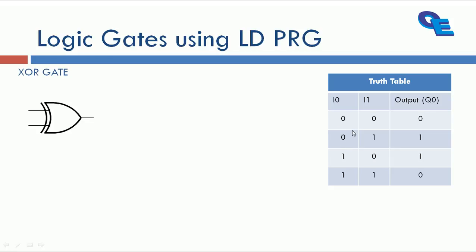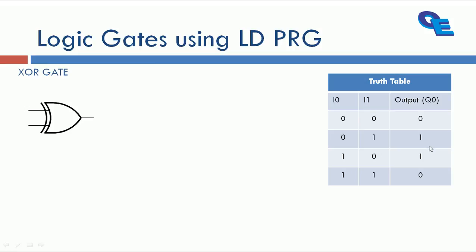When the input is 0, output should be high. When the input is high, output should be high. Means one should be normally closed and one should be normally open. And for the third condition, when both inputs are high, means normally open and normally closed, output should be low. But we have to specify only one output.